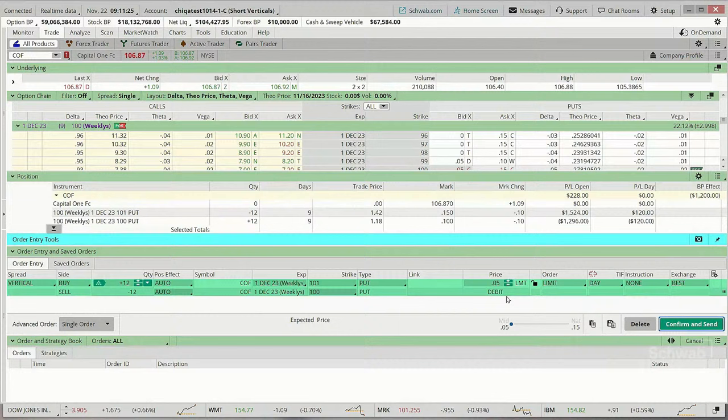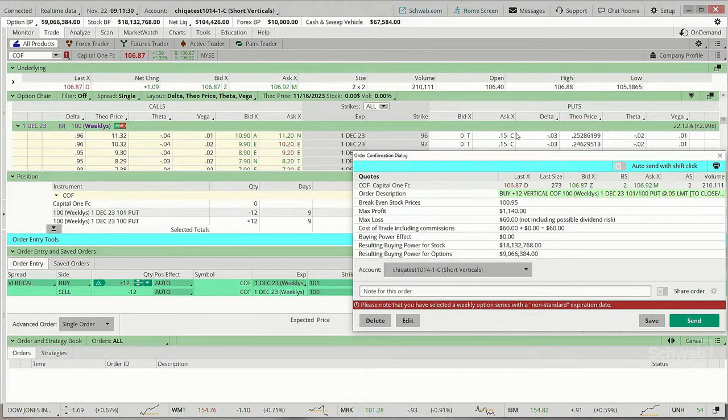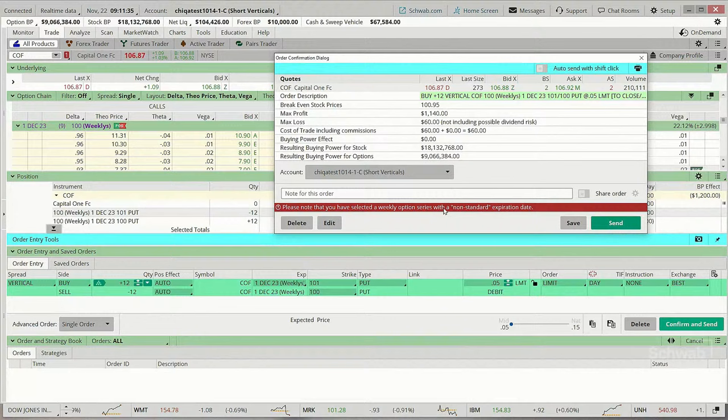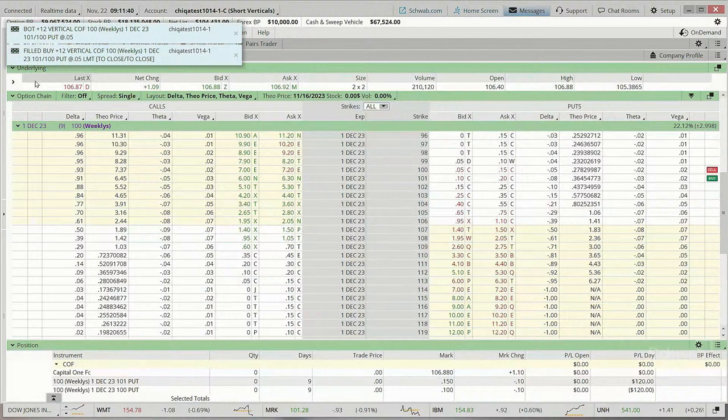Going to do a confirm right here. And there's our short verticals right there. We'll go ahead and click on send. When this box comes up, as always, please note you've selected a weekly option series with non-standard expiration date. We'll send that. I'm going to let it cook here. Whoop, got filled. Okay, so that trade is now done.